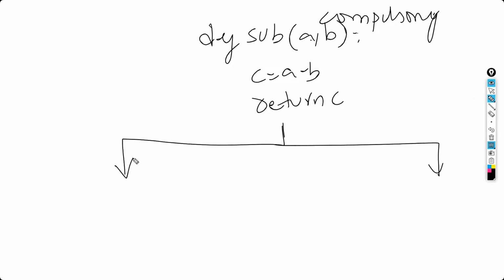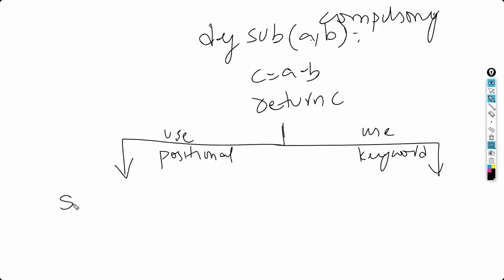You can use them as positional arguments. Use means what? Call. You can call this function positionally, or you can call this function using keywords. In whichever way you are interested, you can use it. Compulsory arguments can be used in both ways as per our choice.